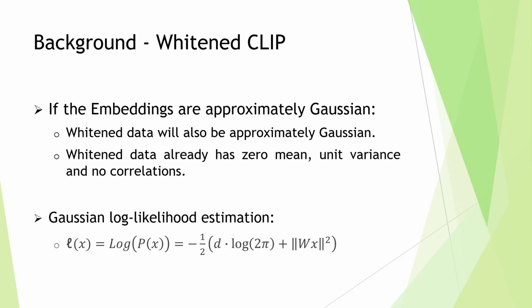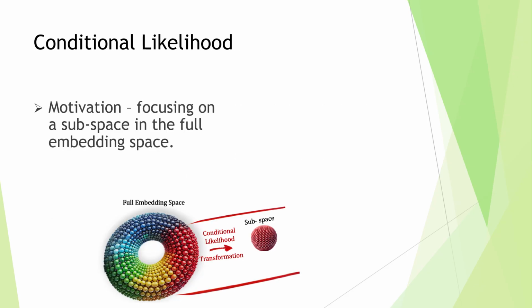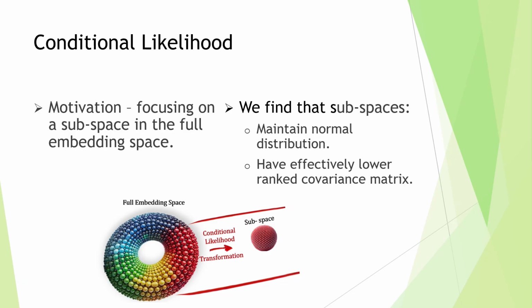Moving on to our work, instead of modeling the full embedding space, we focus on a subspace of the representation. Empirically, we observe that these subspaces preserve Gaussian structure and have effectively lower rank covariance. This motivates modeling conditional distributions rather than the full embedding space.